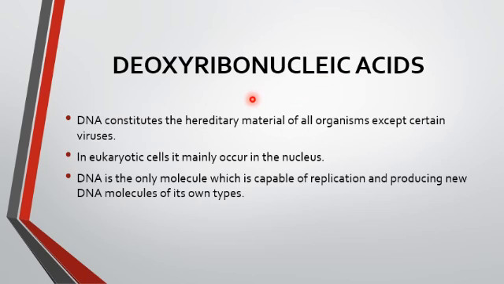Deoxyribonucleic acid, or DNA, constitutes the hereditary material for all organisms except certain viruses, where the genetic material is RNA. In the eukaryotic cell, it mainly occurs in the nucleus, and it is also present in the mitochondria and chloroplast. DNA is the only molecule capable of replication, meaning producing its own copies and producing a new DNA molecule of its own. This is known as self-replication.